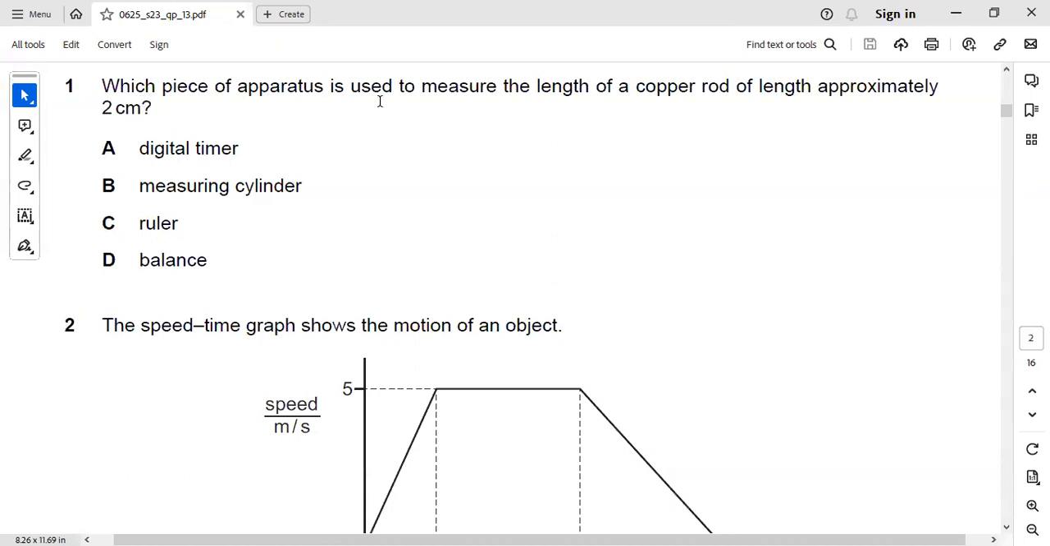Which piece of apparatus is used to measure the length of a copper rod of length approximately 2 centimeter? With the help of a ruler, we can measure the length. It is described as 2 centimeter, so this can be measured with the help of a ruler. The right answer is C.